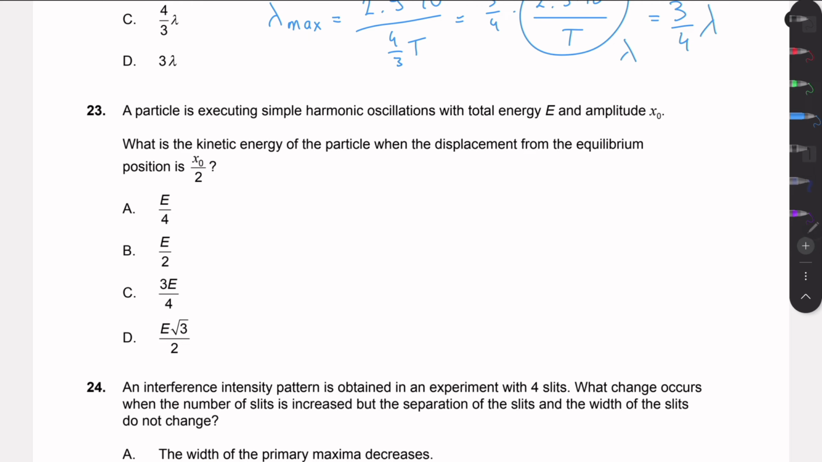Alright, then this next question. It's executing simple harmonic oscillations with total energy E, amplitude x naught. What is the kinetic energy of the particle when the displacement from equilibrium position is x naught over 2? Well, in our formula booklet, we're given two equations relating to this. One of them is that the E total is this.